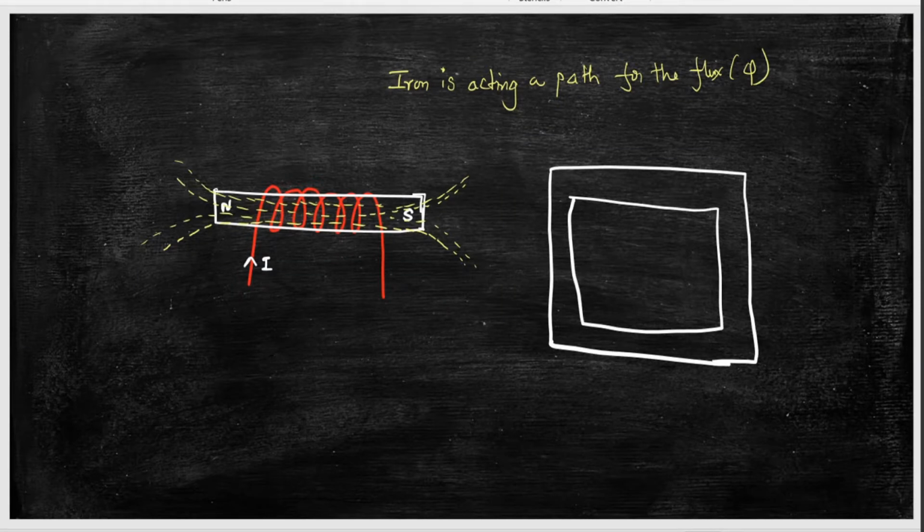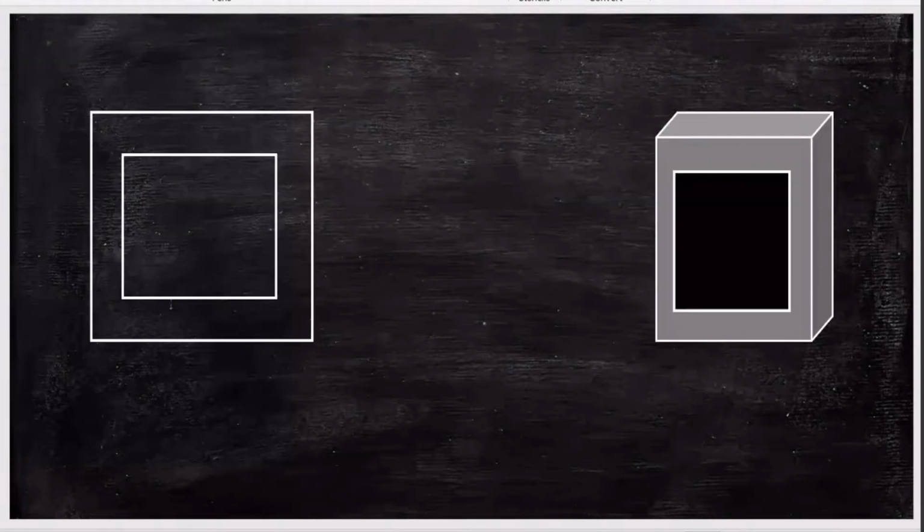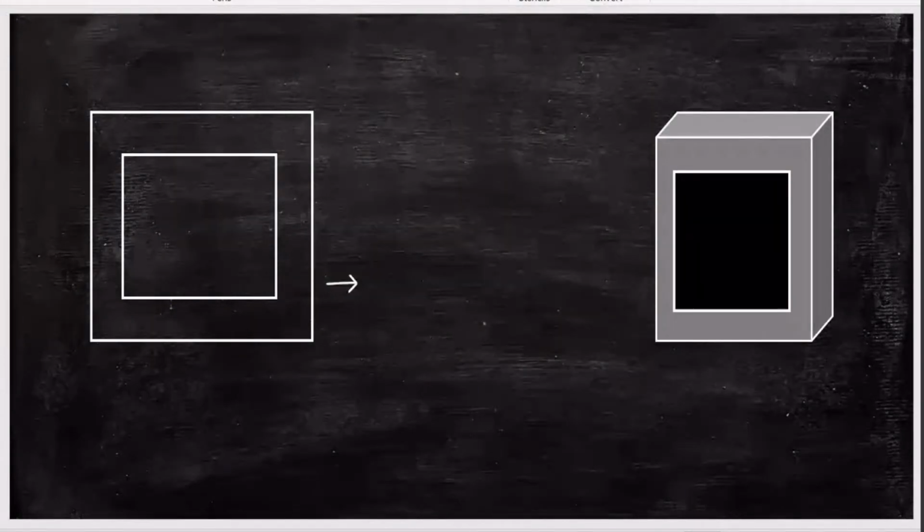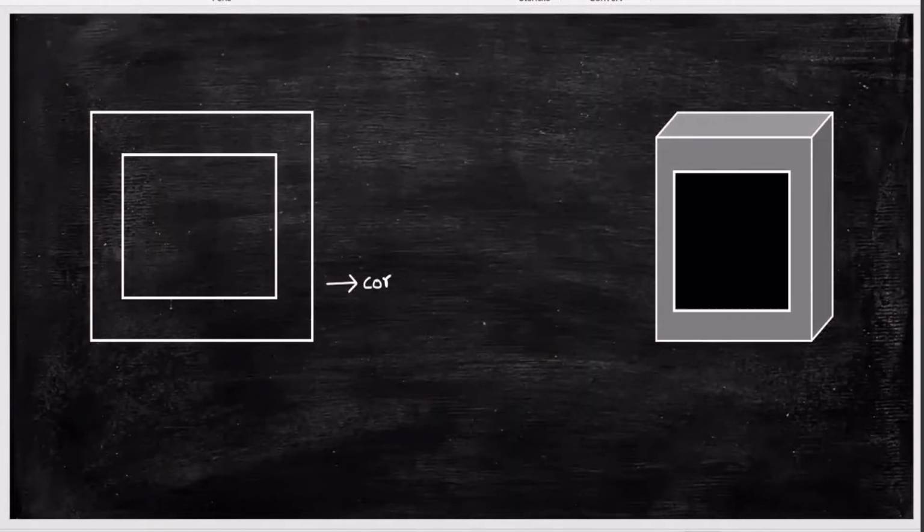So this is iron. Now I have made this made up of iron. This material, this I am calling a core. The name I am giving it is core. So this is your core.